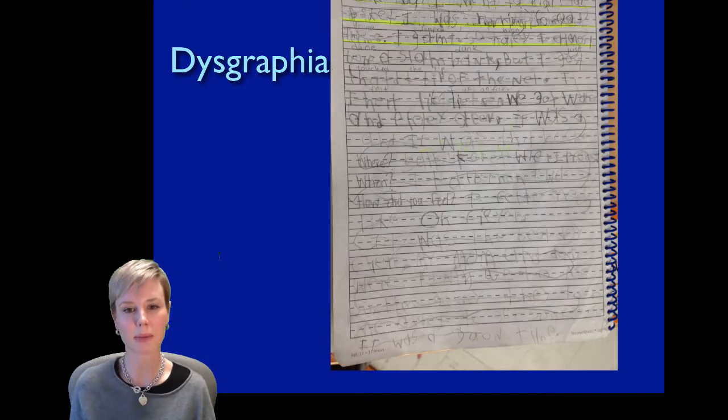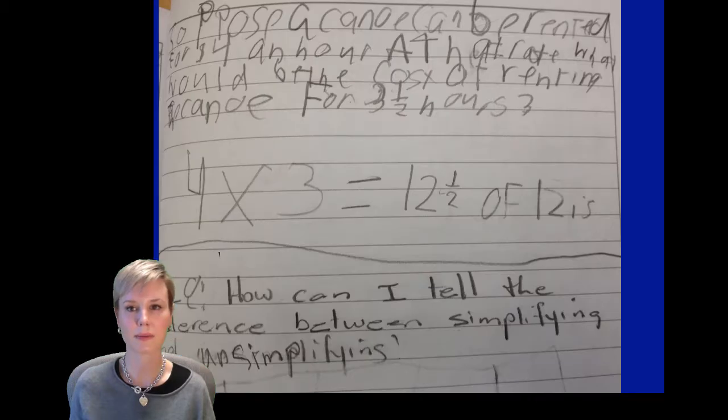Here are a couple of examples of dysgraphia. This is an upper elementary student. And this as well. You can see how the spaces between letters and words are not all that different, and that the size of the letters varies, and it does interfere with the ability to read what the student is writing.